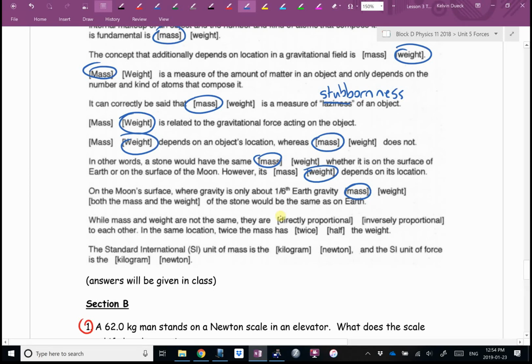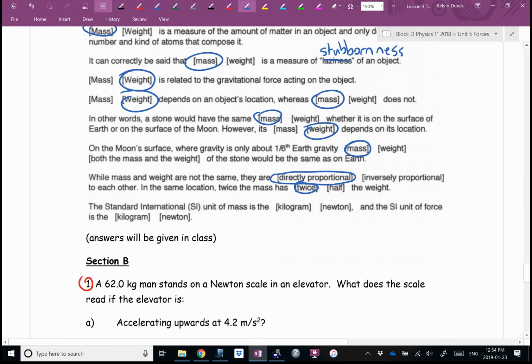Here's a word I'm not going to ask you, but they are directly proportional. And what that means is if your mass gets twice as big, your weight gets twice as big. If your mass gets 3 times as big, your weight gets 3 times as big. So twice the mass, twice the weight. What's the SI unit of mass? Kilogram. What's the SI unit of force? Newton. Is that okay? Alrighty.